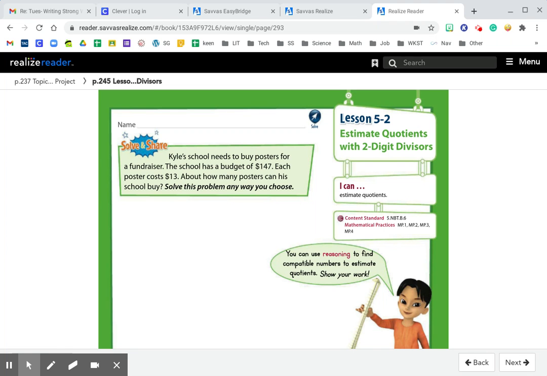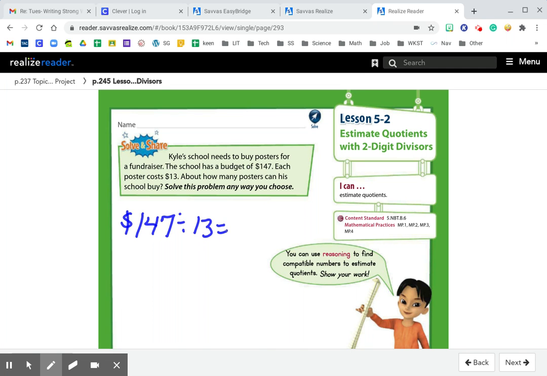All right, we're doing lesson 5-2, estimate quotients with two-digit divisors. I can estimate quotients. So Kyle's school needs to buy posters for a fundraiser. The school has a budget of $147. Each poster costs about $13. About how many posters can the school buy?